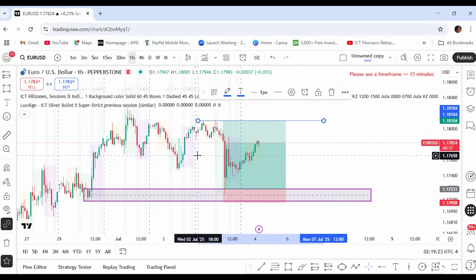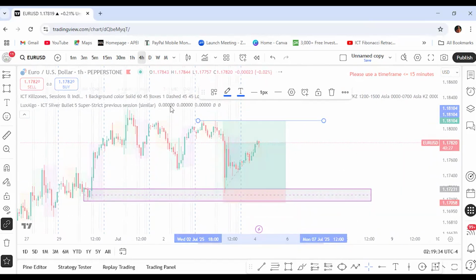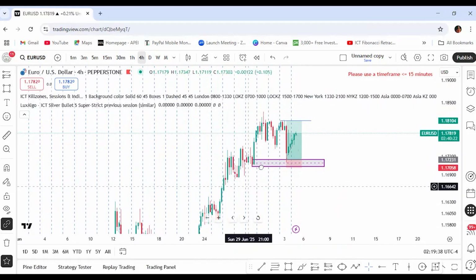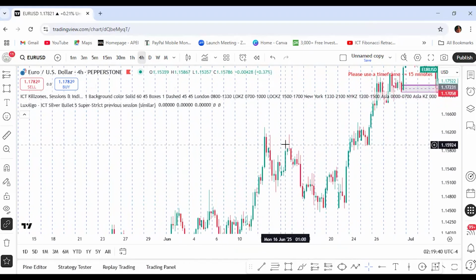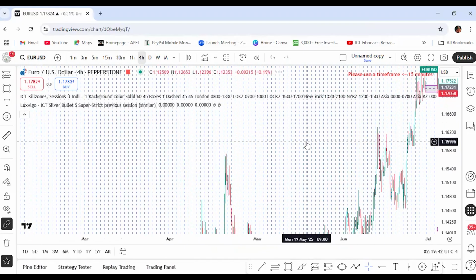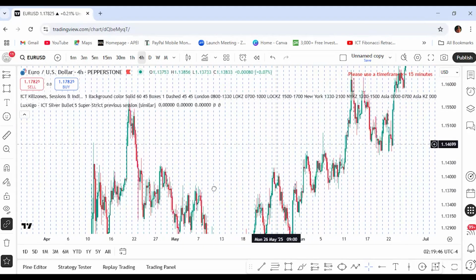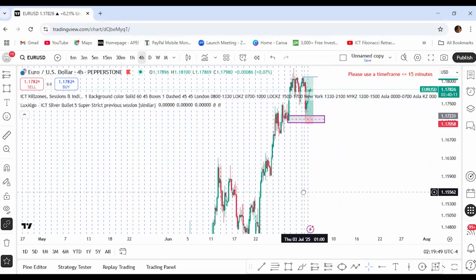Okay, so then let's look at another example, maybe a supply zone. All right, so we go to the 4-hour time frame. I like identifying these zones from the 4-hour time frame so that when I go to the lower time frames, I'm basically going to minimize my risk. I'm going to the lower time frames to be able to minimize my risk.